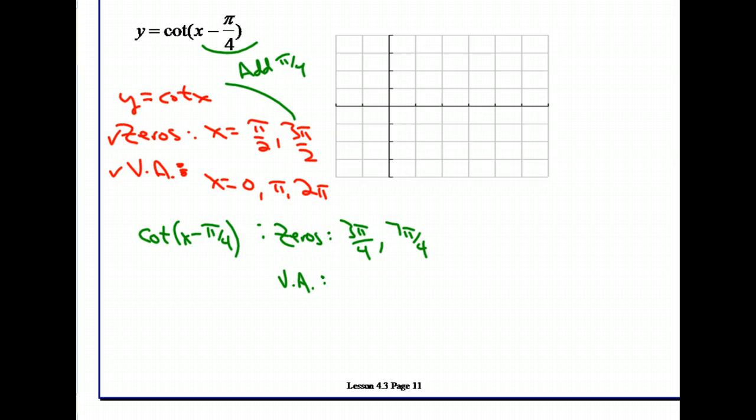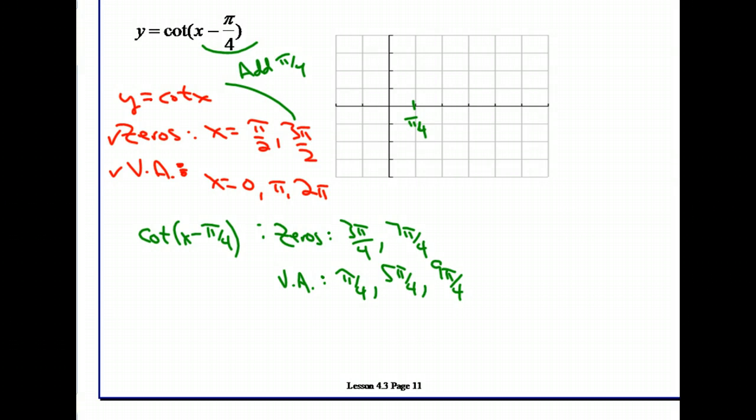0 plus a fourth, nice and easy. Pi fourths. Pi plus a fourth, 1 and a fourth, make it improper: 5 pi fourths. 2 plus a fourth, it's 2 and a fourth, make it improper: 9 pi fourths. So on our graph here, let's choose a scale of pi fourths.